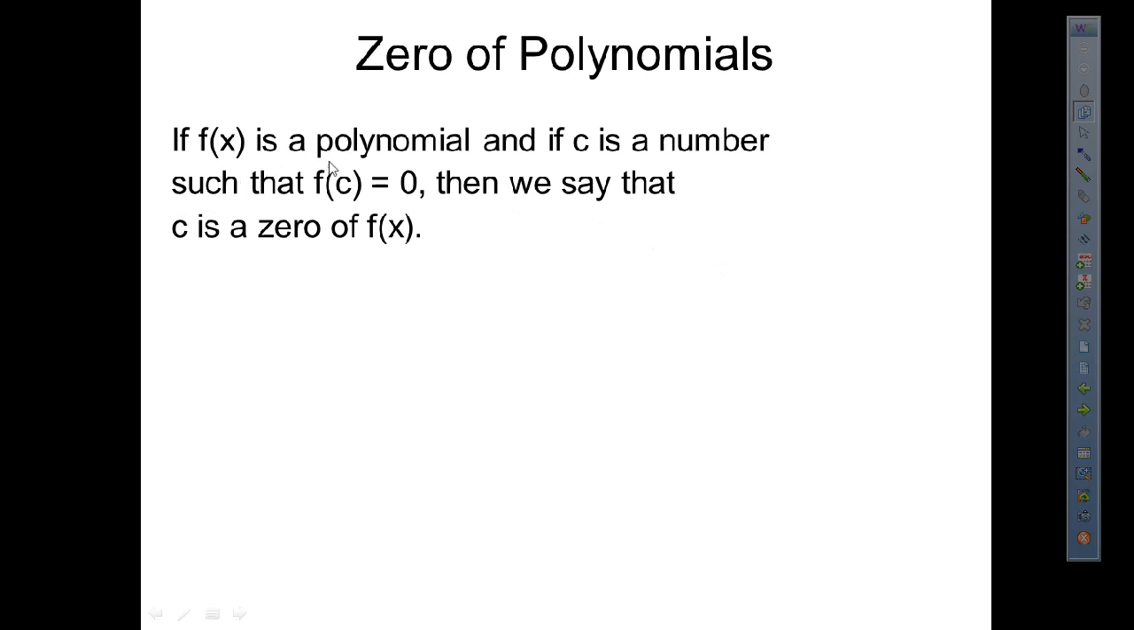All right, so if f of x is a polynomial and c is a number such that f of c equals 0, we say that c is a 0 of f of x. Now, we're talking here mostly algebraic, but think graphically as well. If f of c equals 0, that means it's touching the x-axis, if we looked at the graph, when x equals c.